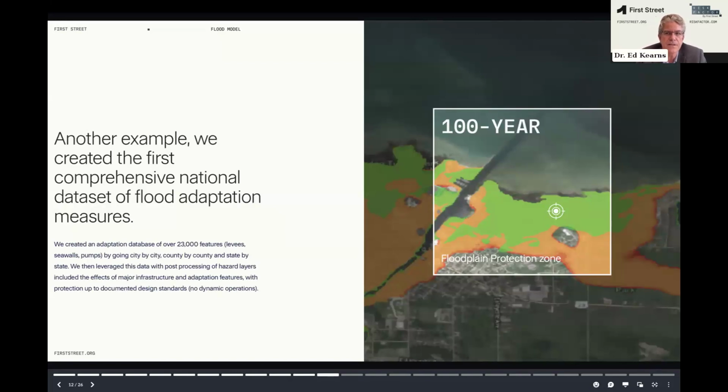So First Street had sent out people into the field to walk into offices and local governments to collect information on the local adaptation features. And we've amassed a database of 23,000 such features, so that when we run our flood model, on the back end of that flood model, we also take into account what the design specification is for that adaptation feature. And then we can make sure that it's removing that much water, and so the flooding is not happening in those areas that are protected up to that level of protection.